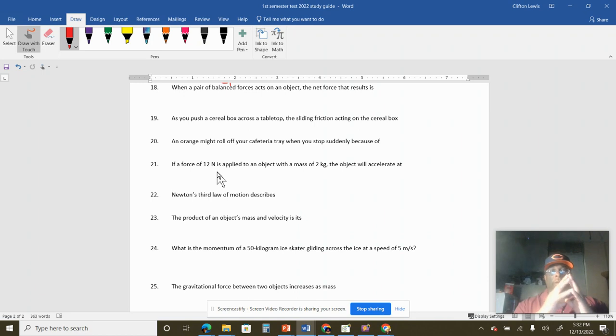When a pair of balanced forces acts on an object, the net force that results is zero.